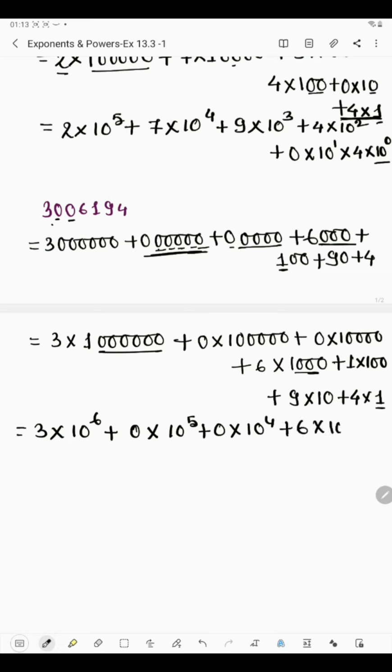Then we have 2 zeros, so 10 to the power 2. Then we have 1 zero, so 10 to the power 1. And at last we have 4 multiplied by 1. In place of 1 we will write 10 to the power 0, because anything to the power 0 is 1. And here we can see that it is in a pattern. See, 10 to the power 6, 5, 4, 3, 2, 1, 0. Okay, so if there are zeros in between the numbers, you don't skip that number, because we have to write in this pattern. Okay?